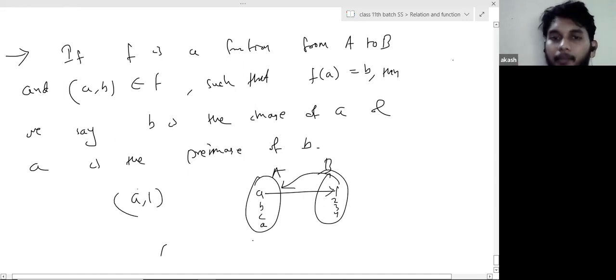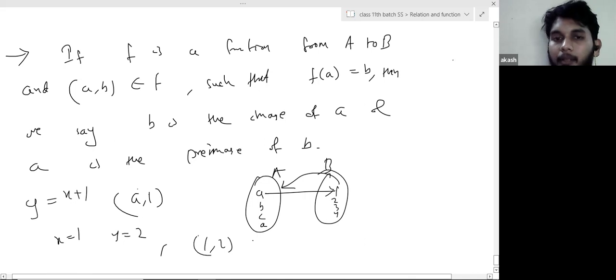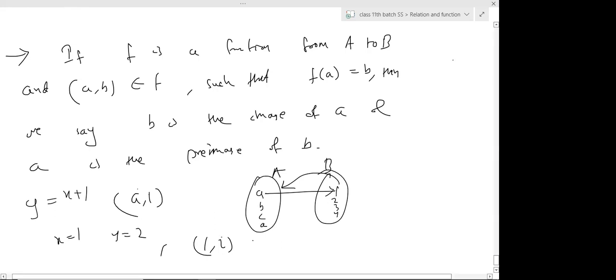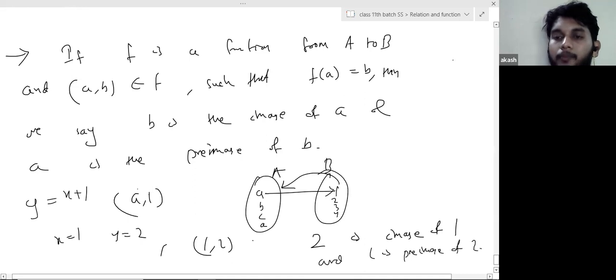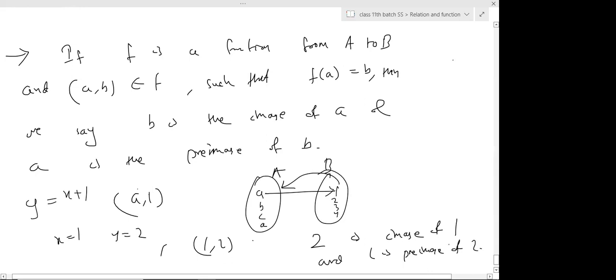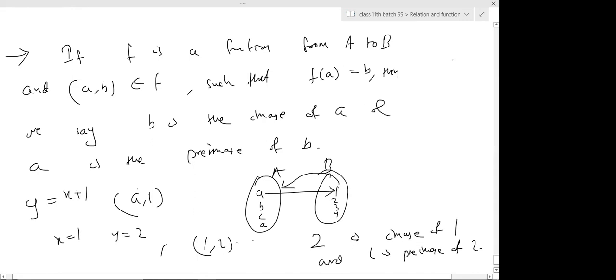If you put a in the function, like in the previous question we had y equals x plus 1. So if you put x equals 1, we got y equals 2, right? So (1, 2) was an ordered pair, right, Fahad? Yes. So we'll say 2 is the image of 1 and 1 is the pre-image of 2. Is it clear? Image and pre-image. All right. Please write it down.